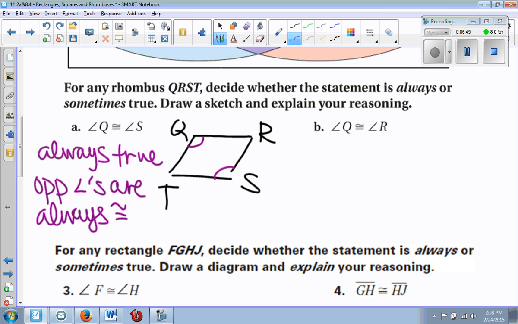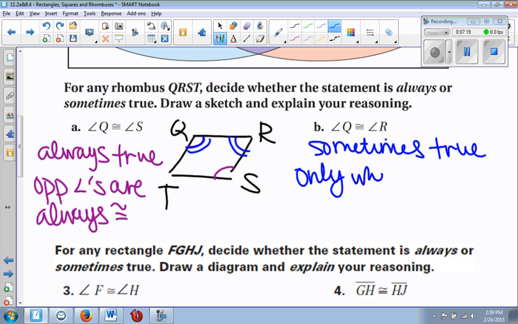And the next one it wants to know, is Q always congruent to R? So are the blue ones always congruent? This one is a sometimes. And here is when it's true. A rhombus, if I have it and I make it so that all four sides are congruent because it's a rhombus, if I also make it have four congruent angles, that means all of the angles would be 90 degrees. In that case, Q and R would be congruent. So this is sometimes true, and that time is only when the rhombus is a square.